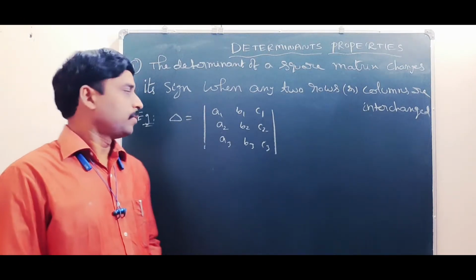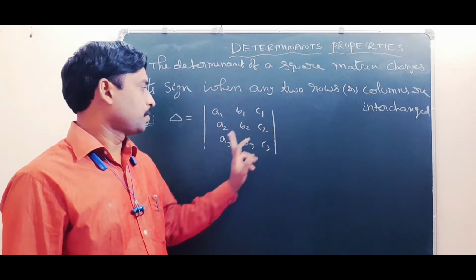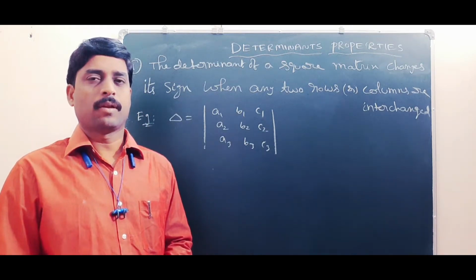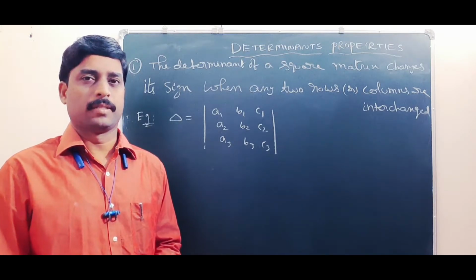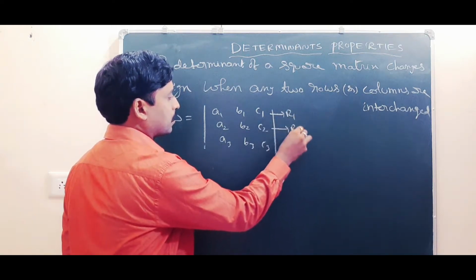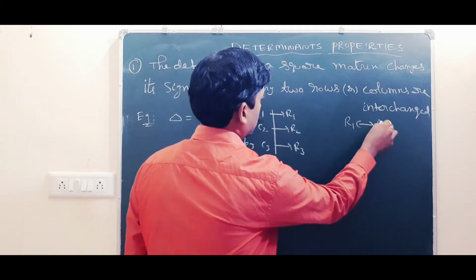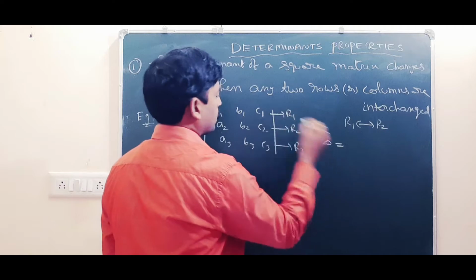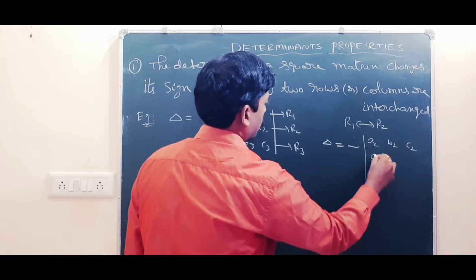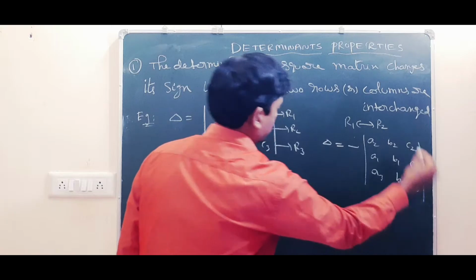Okay, now I give an example. So delta is equal to the determinant of A1, B1, C1, A2, B2, C2, A3, B3, C3. What is the property? If any two rows or columns are interchanged, the sign will be changed. Let us take the first two rows, R1, R2, R3. If the first two rows are interchanged, the sign will be changed: minus determinant of A2, B2, C2, A1, B1, C1, A3, B3, C3, the third row as it is.